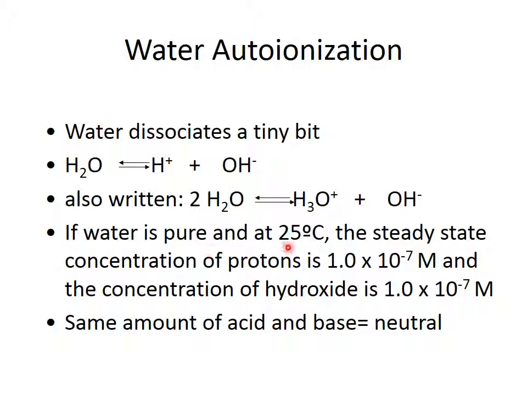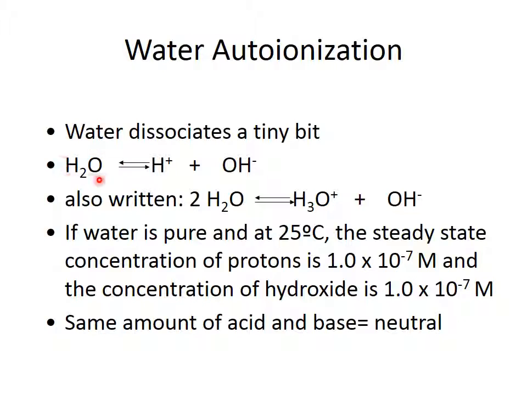If water is pure and at 25 degrees Celsius, room temperature, there's a steady state concentration of protons of 1 times 10 to the minus 7 molar. That's the same concentration of the hydroxide, 1 times 10 to the minus 7 molar. And because it's making a proton, it's an acid, and because it's making hydroxide, it's a base, a very, very weak one, but it makes the same amount of acid and base, so it is neutral.